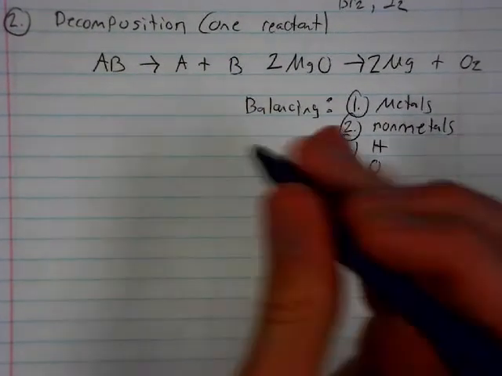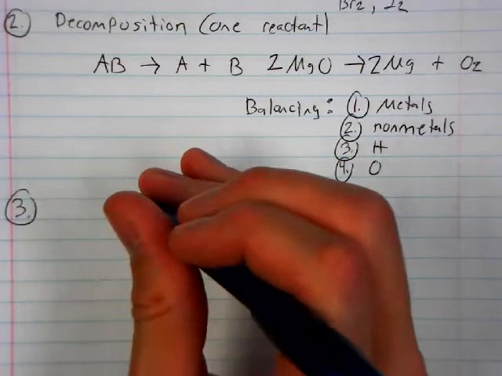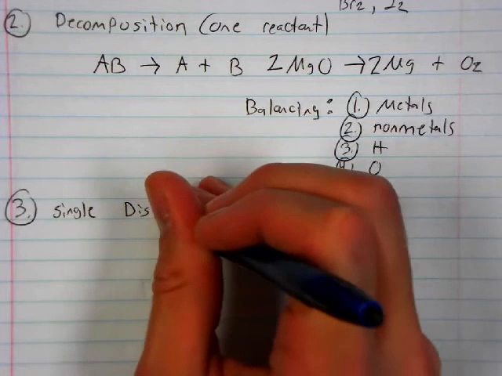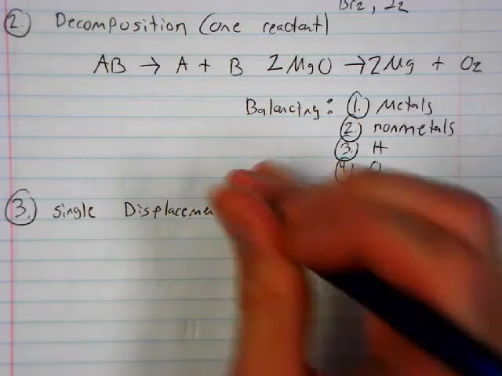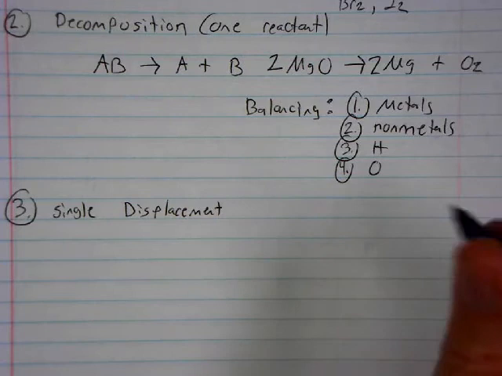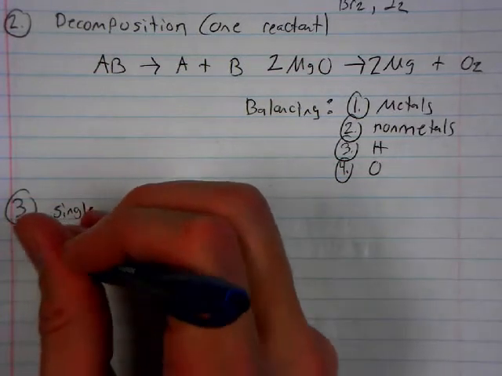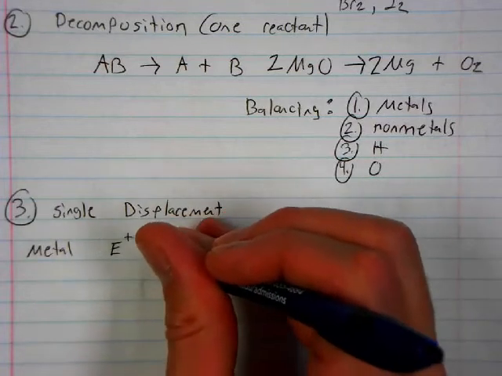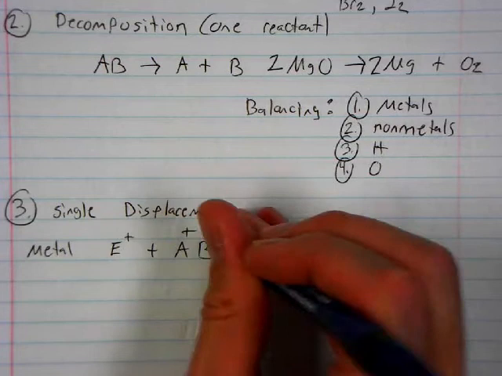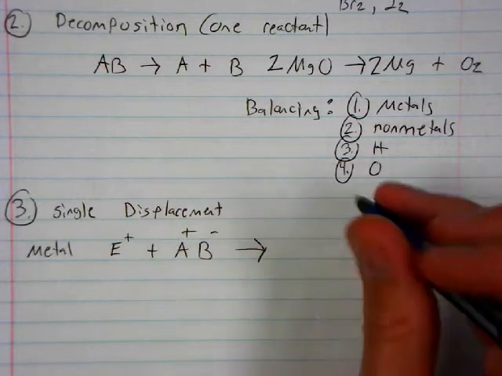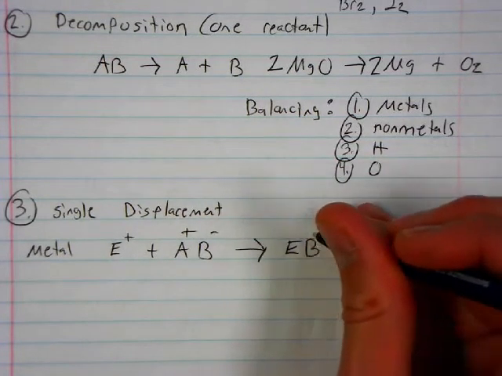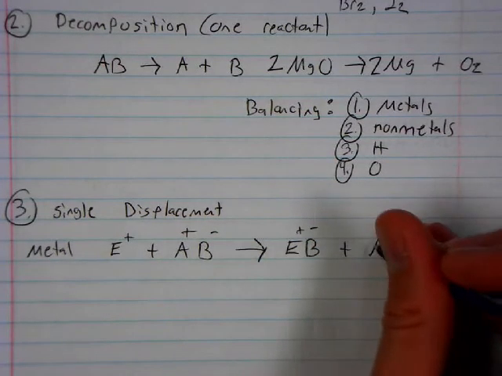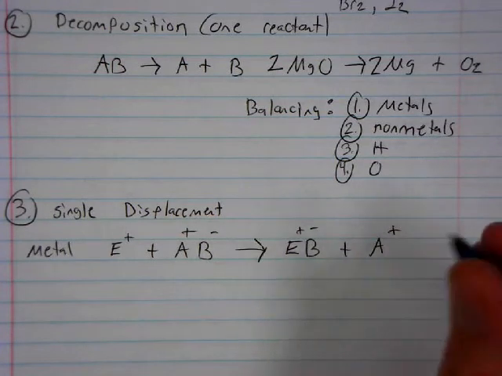So that's 2. The third type of the 5 types of equations is single displacement, and it kind of is what it sounds like. One thing is getting displaced. There are 2 types. For a metal single displacement, it's going to be something like E positive plus AB, positive negative, this matters, yields EB, positive negative, because I have to have the cation first, plus A getting kicked out by itself.